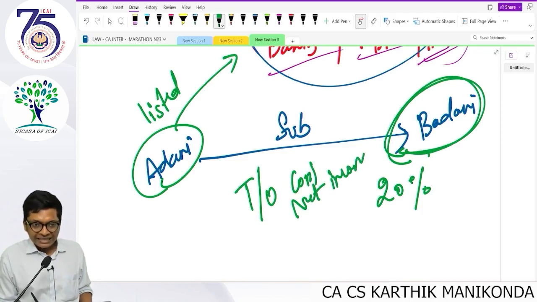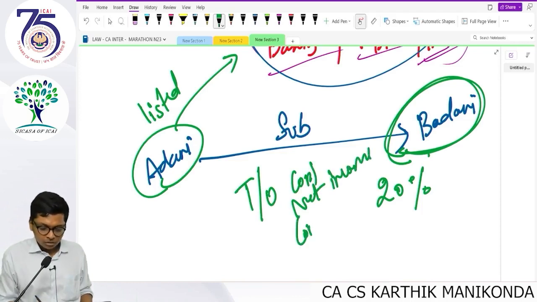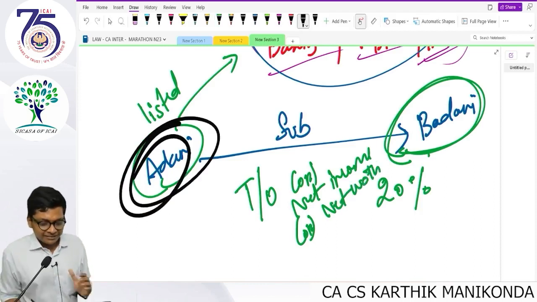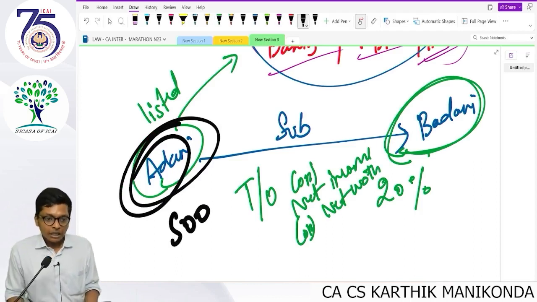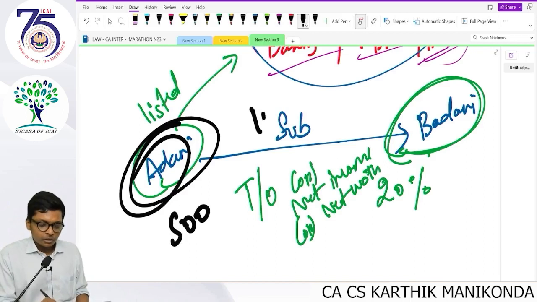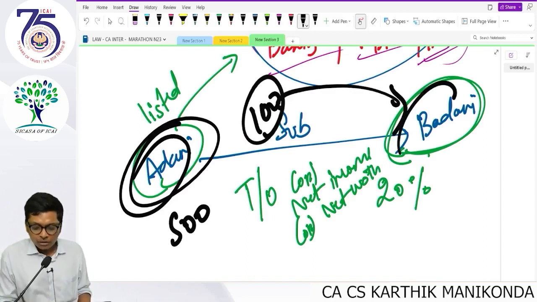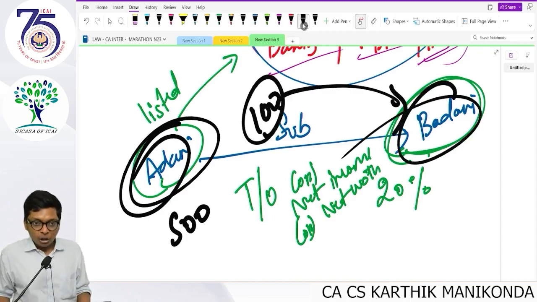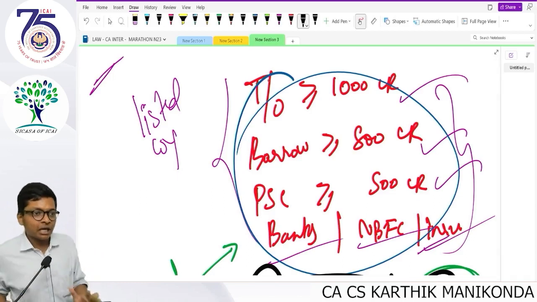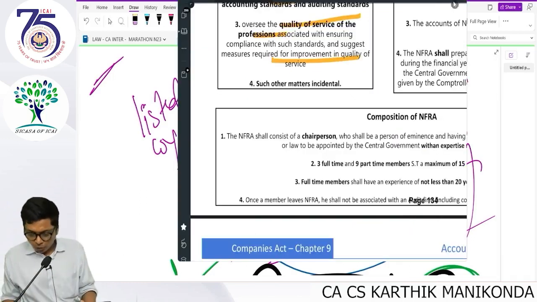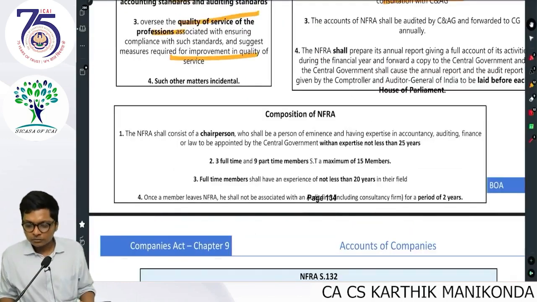net income or net assets, net worth basically, of Adani. For example, if Adani's net income is 500, what is 20% of that? 100 is coming from this company, then this company also will have to follow NFRA. NFRA will control and oversee the company's operations. Are you following, guys? Clear?